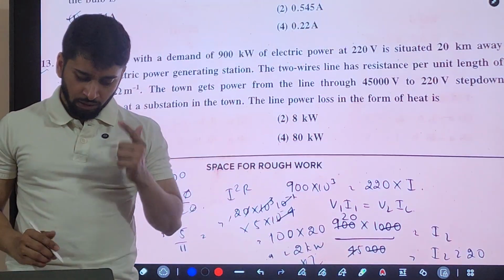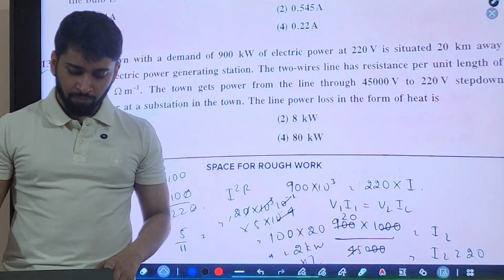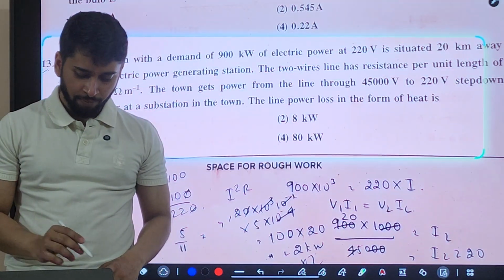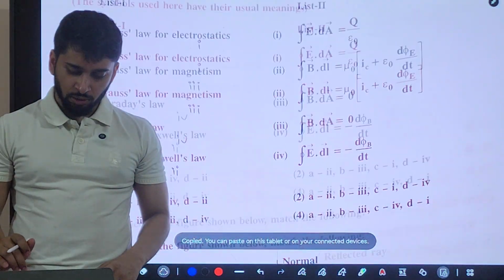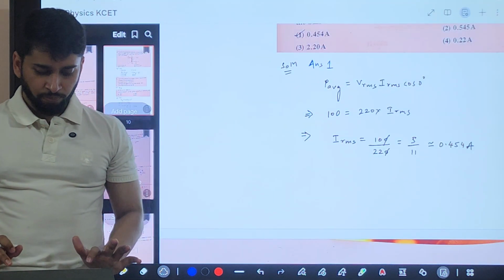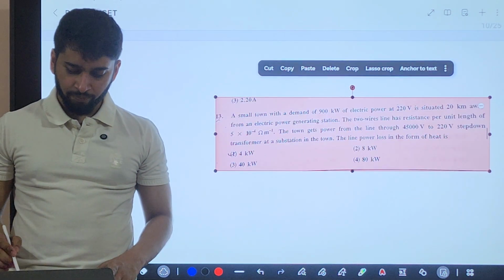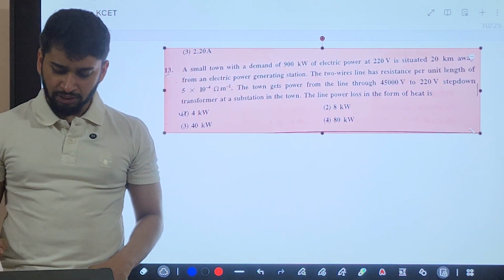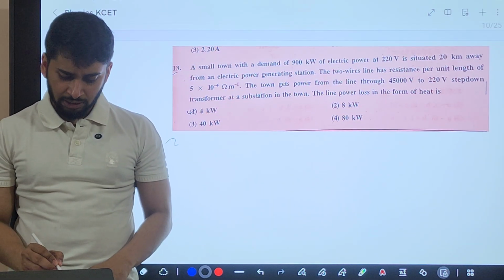13th one seems calculative by the looks of it, but let us see what is happening here. 13th question. Let's go. Power through. Okay, what is happening in the 13th question? What does it say?